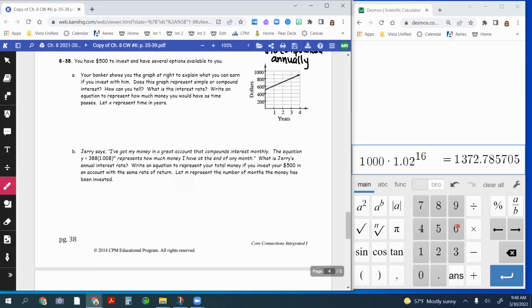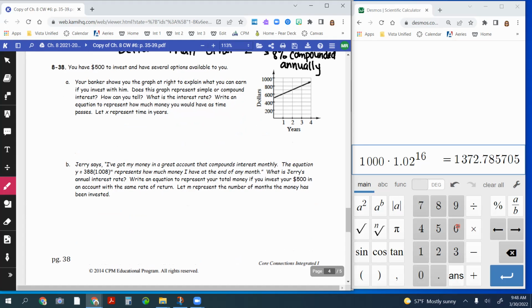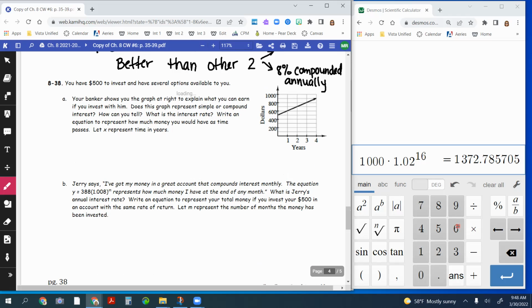8-38. You have $500 to invest and have several options available to you. Your banker shows you the graph at the right to explain what you can earn if you invest with him. Does this graph represent simple or compound interest? How can you tell? So since this is linear, this is going to be simple interest. Why? Because it's a linear graph. And so that means we're getting a constant amount each time.